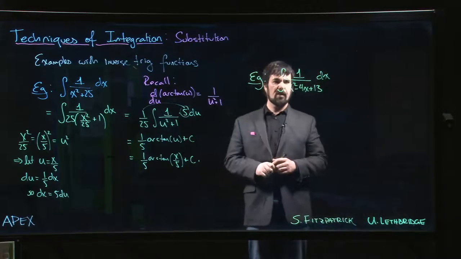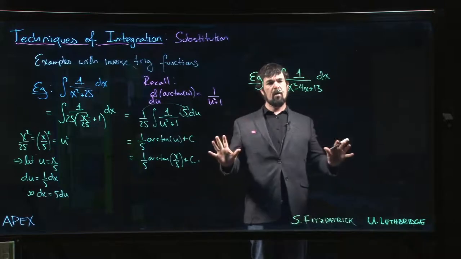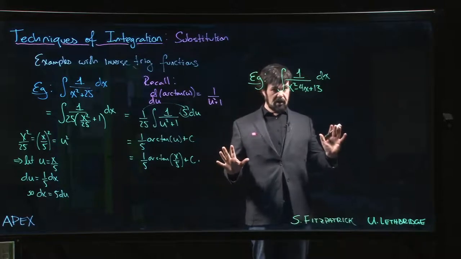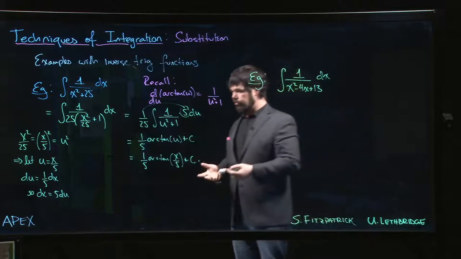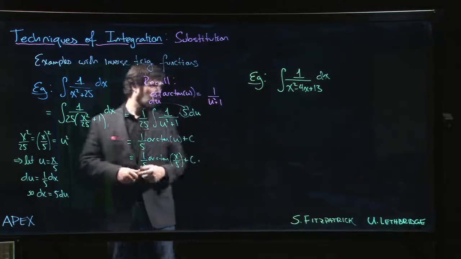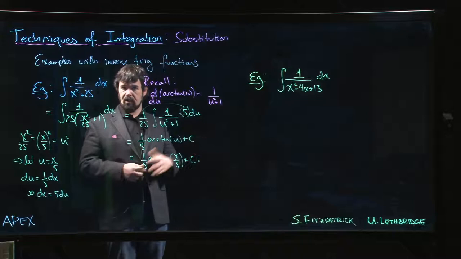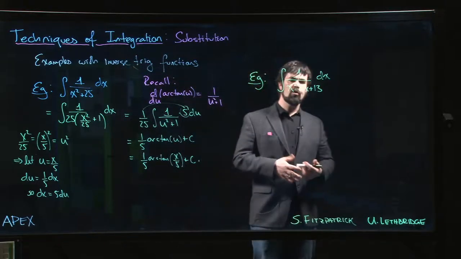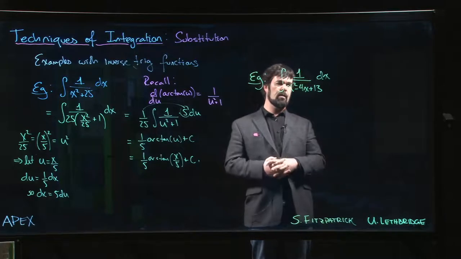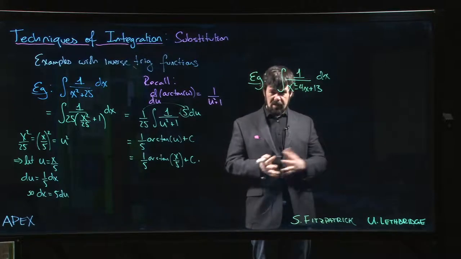So here's a more challenging example. This one probably doesn't scream trig, inverse trig to you when you look at it, right? You don't see anything that suggests inverse trig, or trig for that matter. It looks like a rational function. But what would you do with this as a rational function, right? I mean, you could try to factor the bottom, but does that get you anywhere?